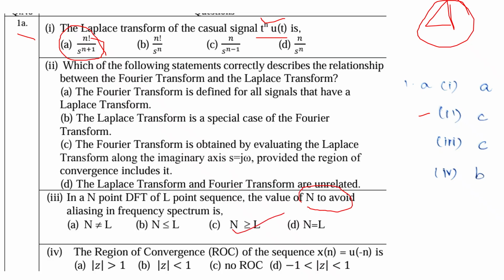And the region of convergence, ROC, of the sequence x of n equals a to the n, u of minus n. So that is why it will be |z| less than or equal to 1. If it is u of n, it should be |z| greater than 1, meaning option A is correct. In this case, it is u of minus n, so option B will be correct. So check the properties I have already discussed in the first slide of unit 3. Okay, let's go ahead.